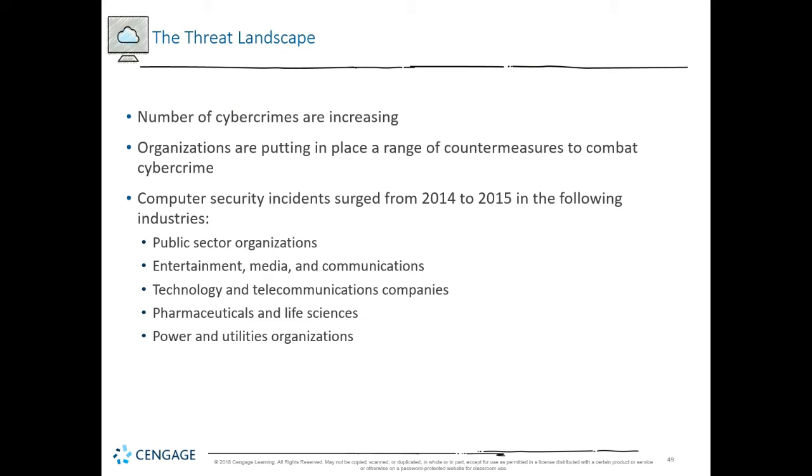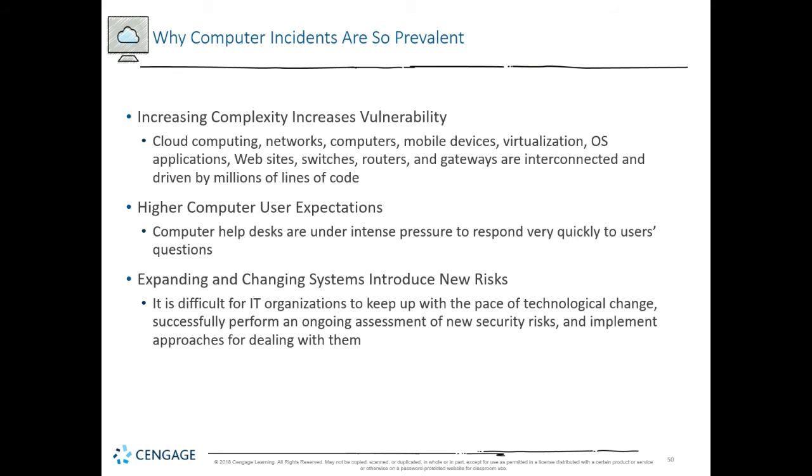The threat landscape. The number of cybercrimes is increasing. Organizations are putting in place a range of countermeasures to combat cybercrime. Computer security incidents surged from 2014 to 2015 in the following industries: public sector organizations, entertainment, media, and communications, technology and telecommunication companies, pharmaceuticals and life sciences, power and utility organizations.